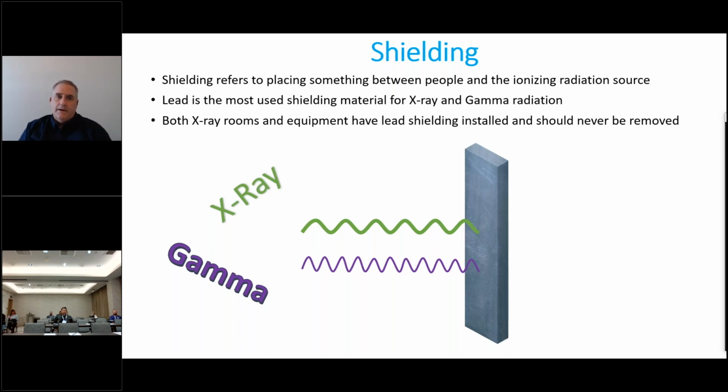In X-ray environments, you will have the flexible and malleable type of lead ware. You won't need lead bricks or anything like that because the energy is just not that high.